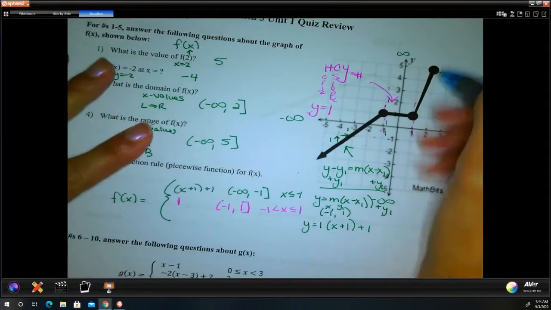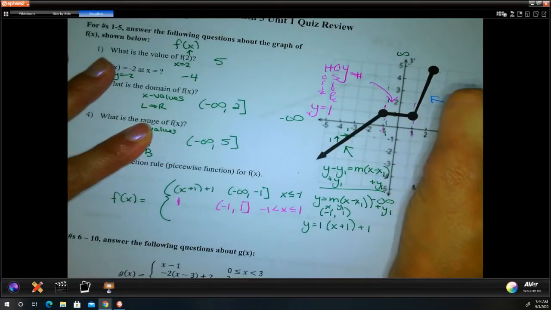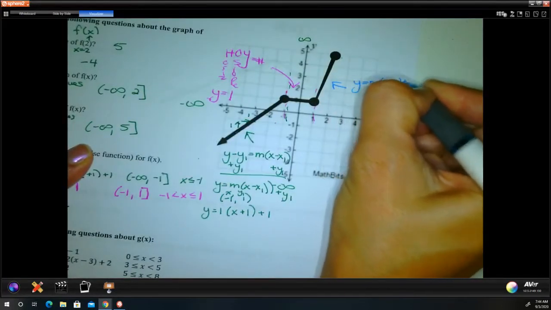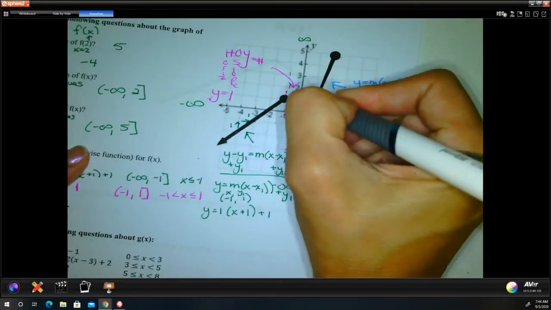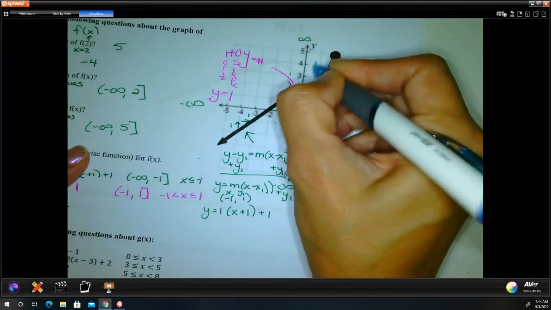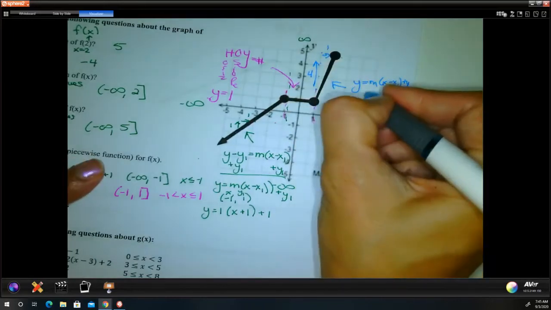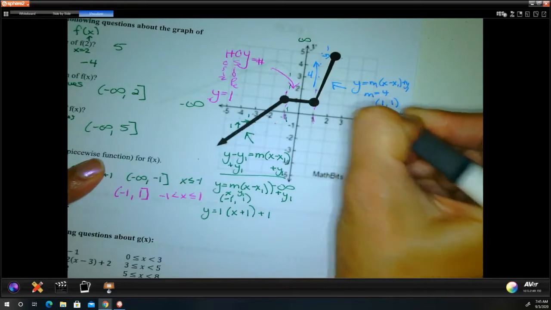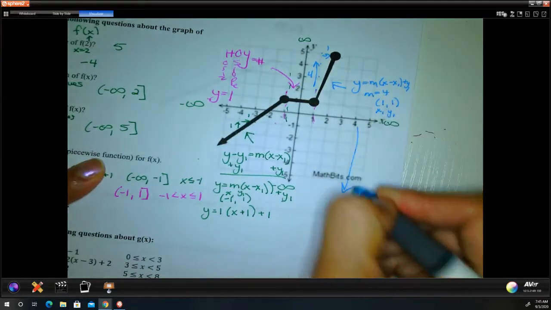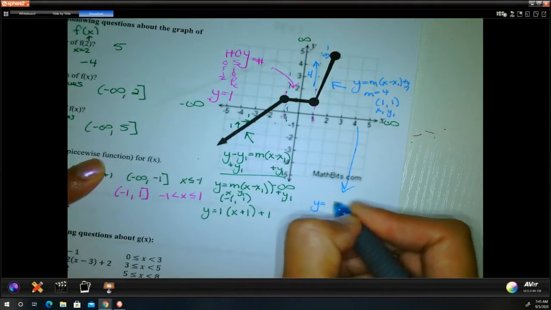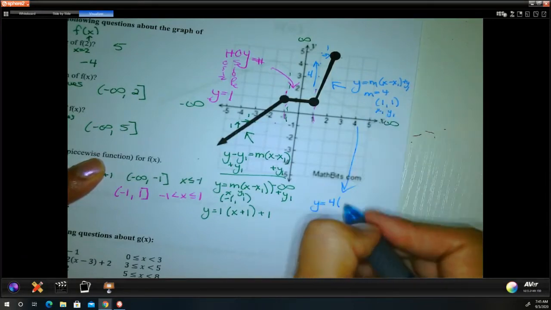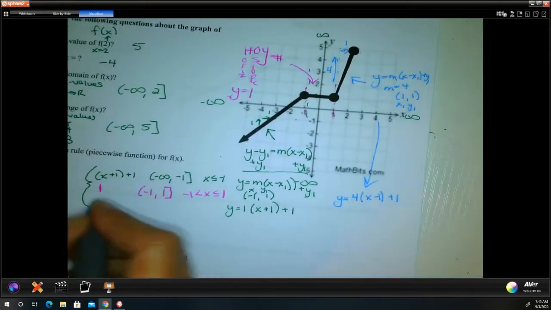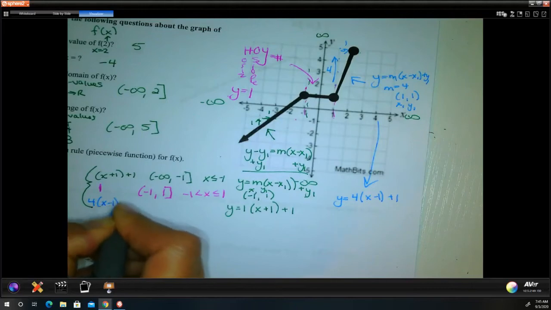The third piece is another linear. So I'm going to use modified point slope again. Just make sure you can see where I'm writing. My slope here is up 1, 2, 3, 4. So rise 4, run 1. So m is 4. My point here is 1, 1. So that's my x1, y1. When I plug it in, y equals m, which is 4, times opposite of x1, so x minus 1, plus y1, which would be 1. So 4 times x minus 1, plus 1.